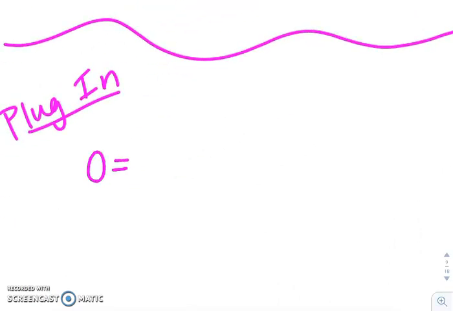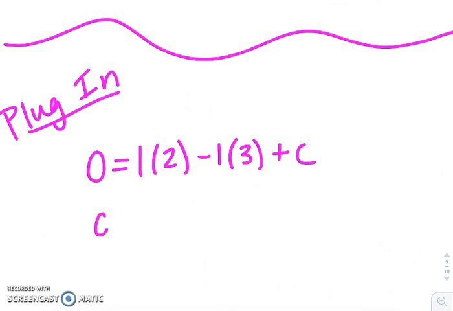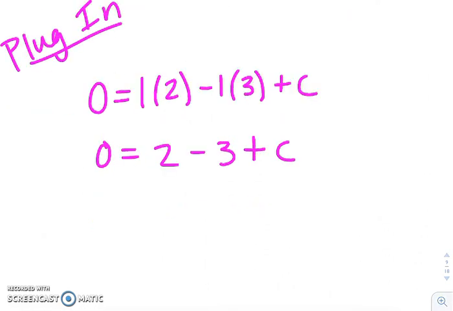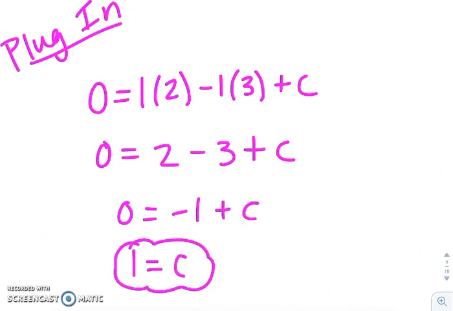So 0 equals 1 times a, which is 2, minus 1b, which is 3. And plus c is what we're trying to find. So 0 equals 2 minus 3 plus c. So 0 equals negative 1 plus c. You guys will add that over. And c equals 1. So for these, you do need to find a, b, and c.